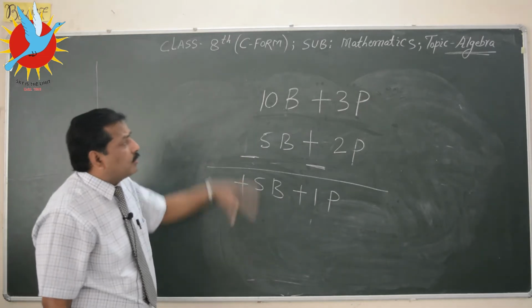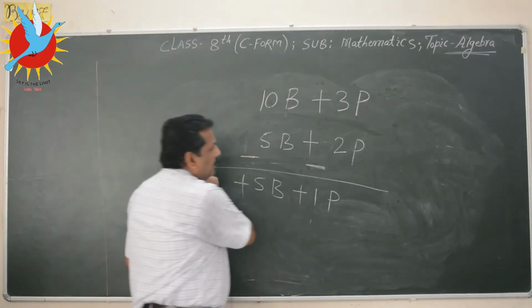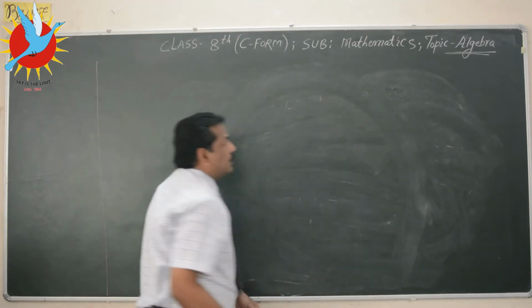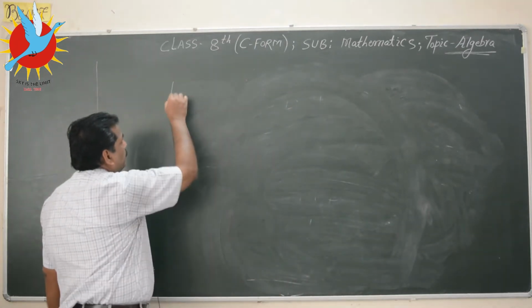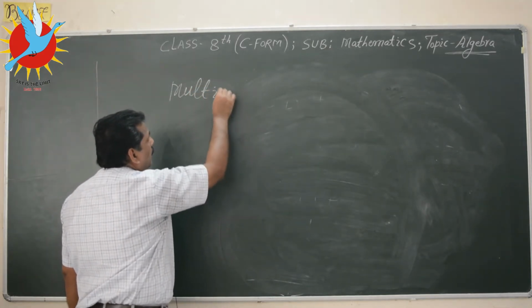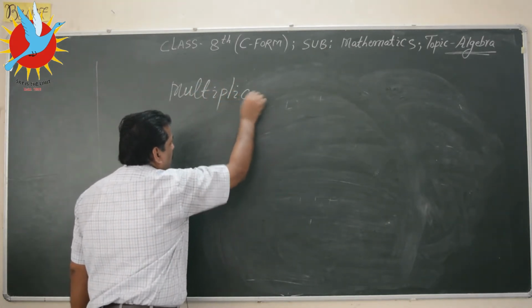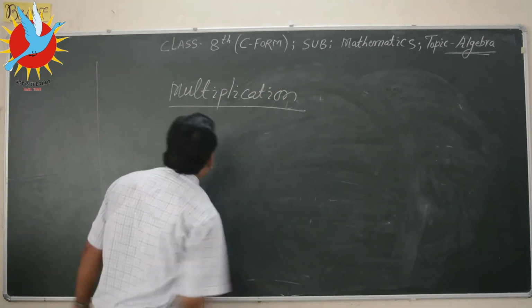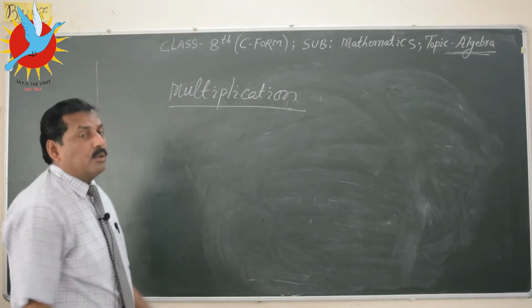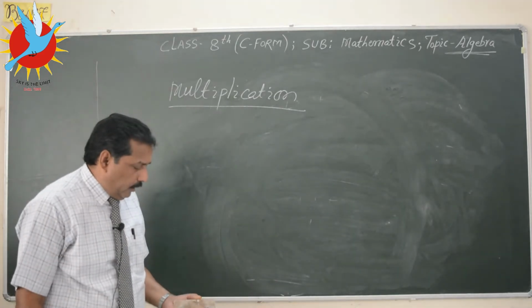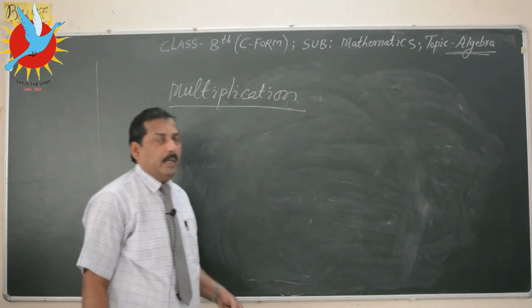So this is how to subtract and add in algebra, and our next task is to understand multiplication. So we are moving on with this operation. So this is multiplication. So how to multiply two algebraic expressions? Let me start this way.